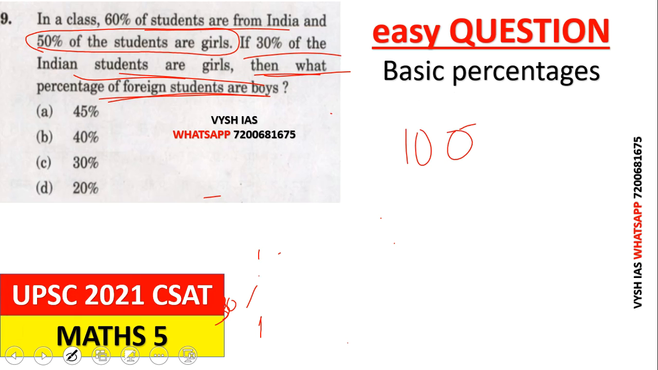100 students in a class, one by one. 60 students are from India, so 40 are foreign. Okay, I will write F. This line that time I missed, that's why 50% students are girls.